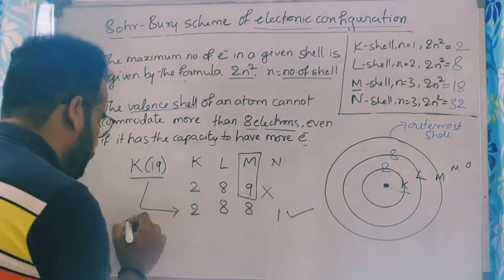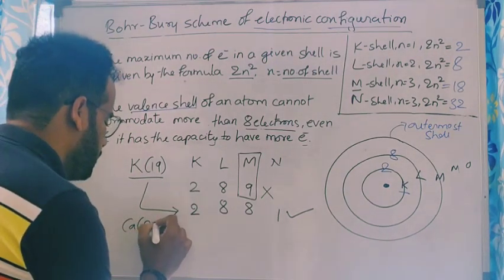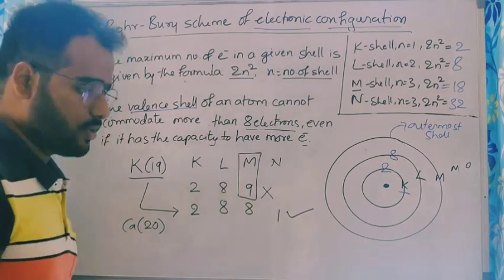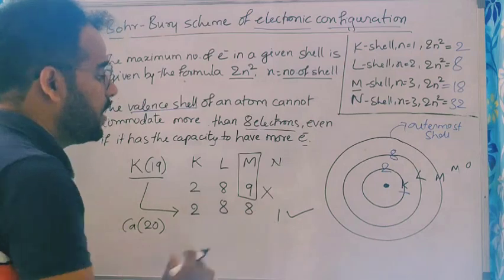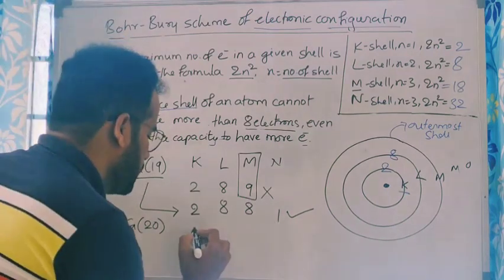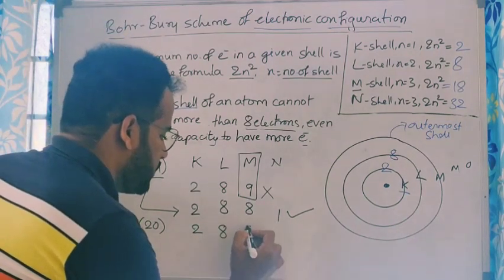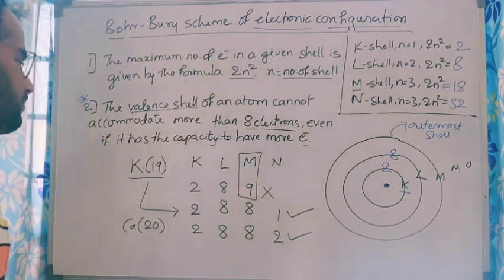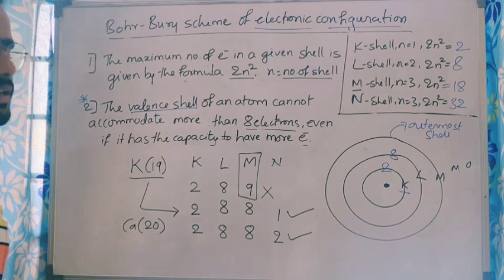Similarly, you can also write for calcium, atomic number 20. You should not write 2, 8, 10 because again M will be the valence shell, and it cannot accommodate more than 8 electrons. So it will be 2, 8, 8, 2. This will be the correct electronic configuration for calcium.